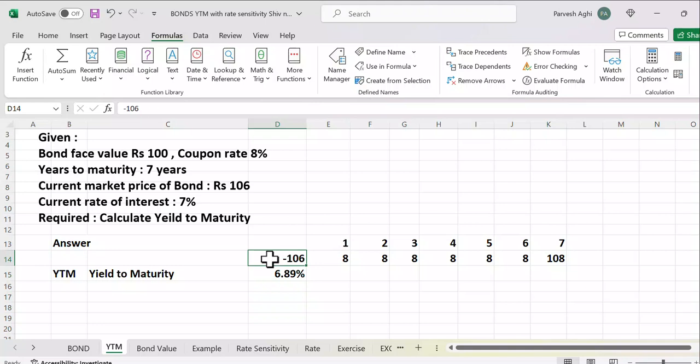So you want to calculate, 106 is the current price. And you're going to get an 8% coupon and 108 at the end. So you want to know what is the yield to maturity. Here you will apply IRR. So pick up everything and calculate what is the price.